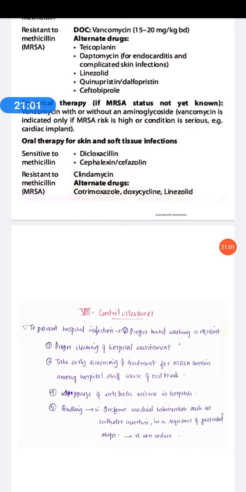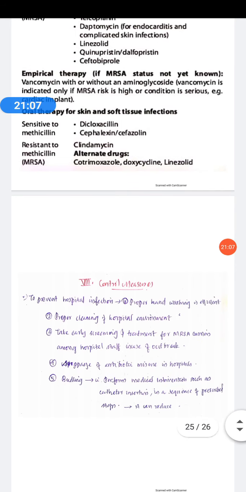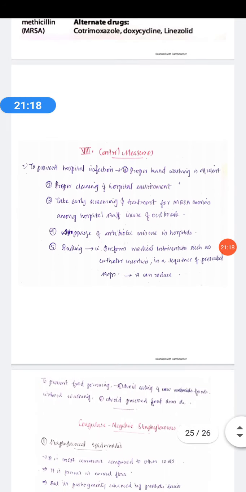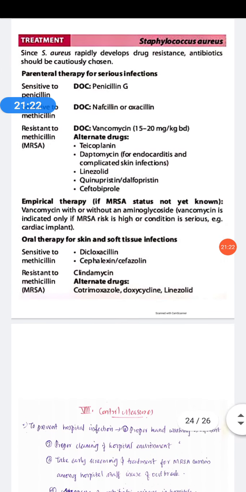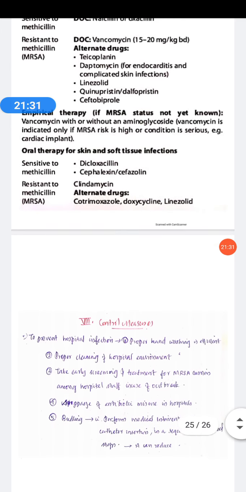And in case of oral therapy for skin and soft tissue infection, if the strain is sensitive to methicillin, we give dicloxacillin, cefalexin or cefazolin. And if the strain is resistant to methicillin, we give clindamycin, and cotrimoxazole, doxycycline, and linezolid are alternative drugs. That's about the treatment of Staphylococcus aureus. We have to remember vancomycin is the drug of choice for MRSA.